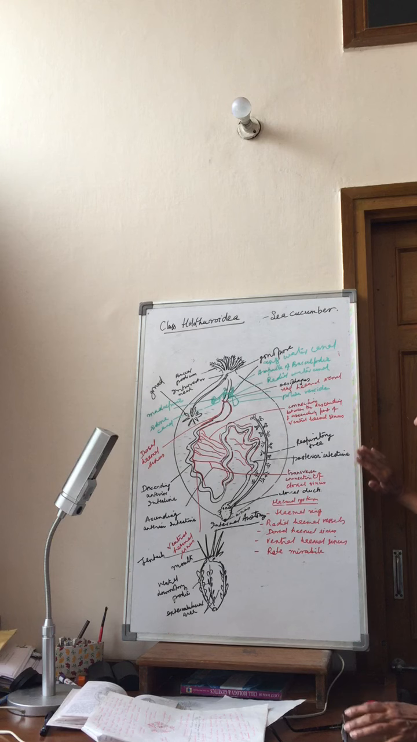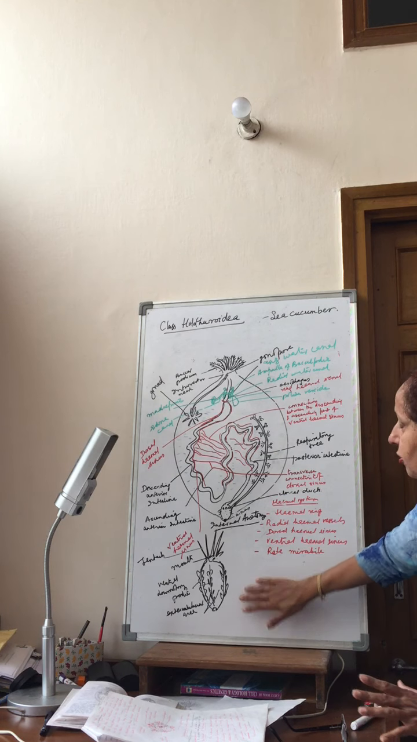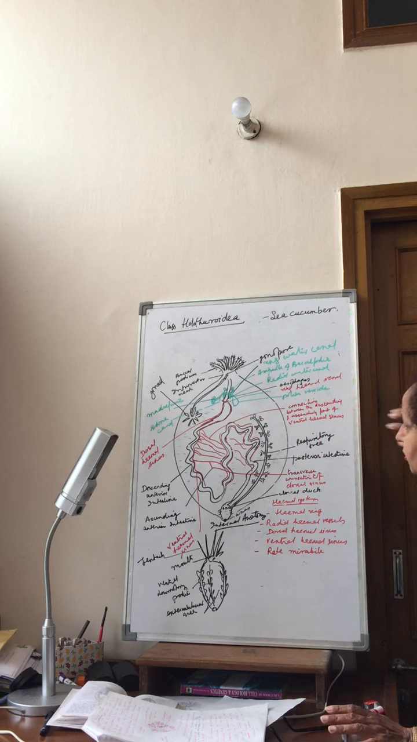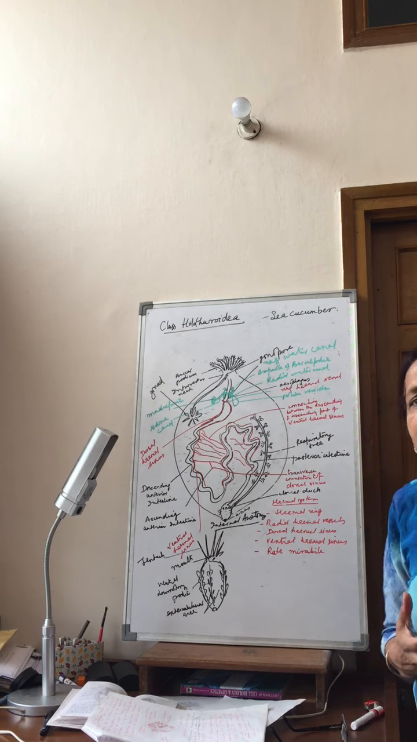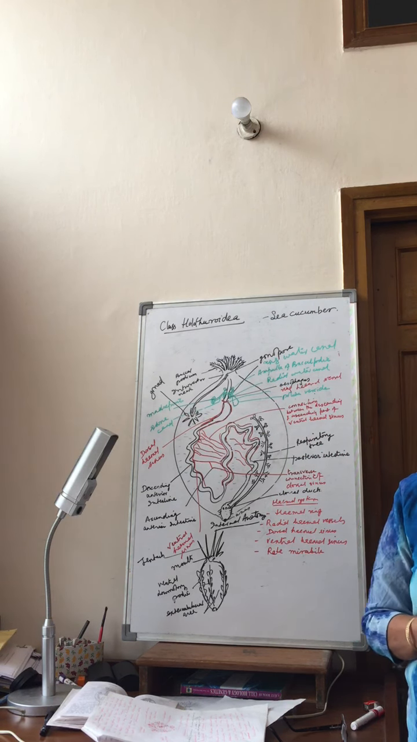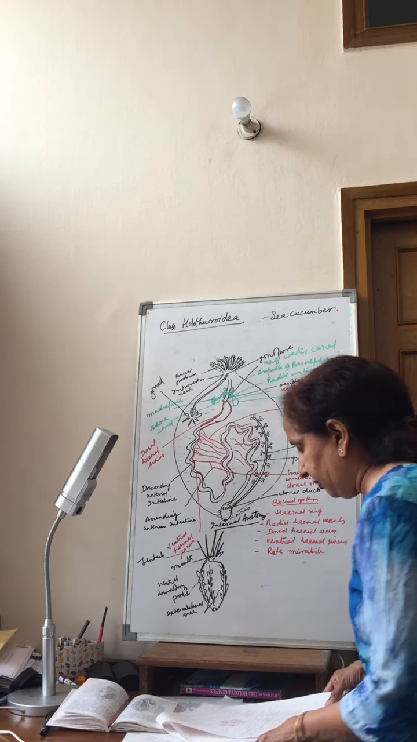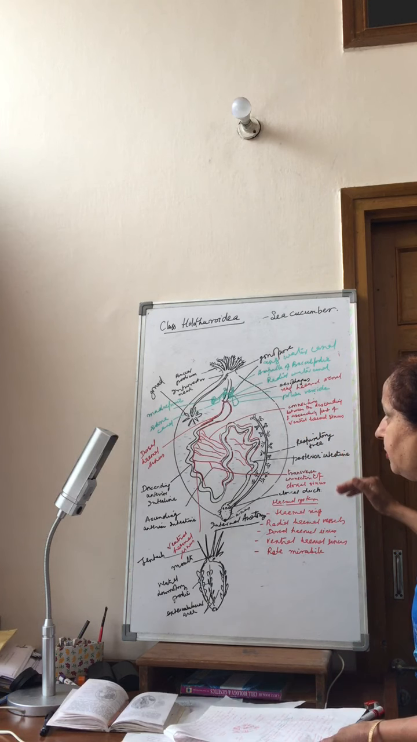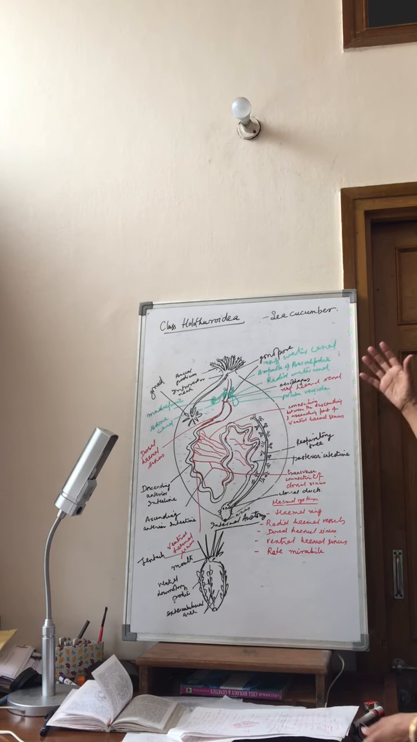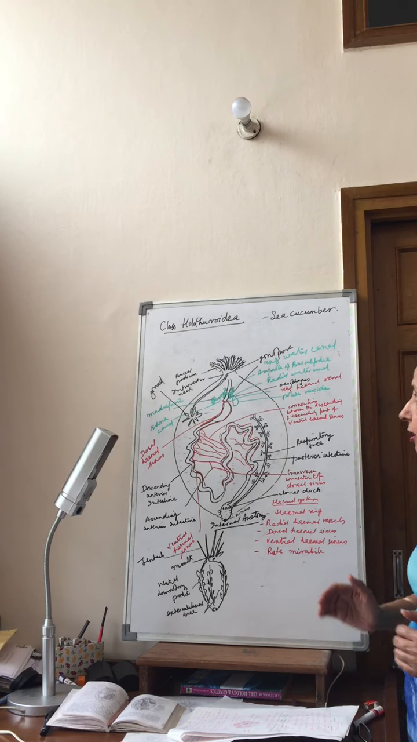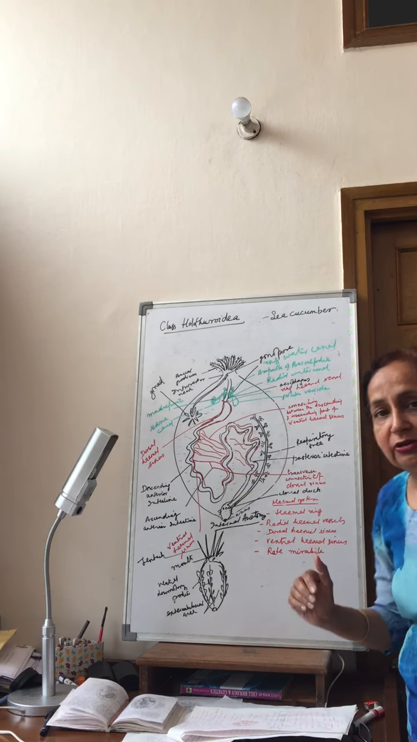So this is something about the sea cucumber, about the water vascular system, about the hemal system, and the perihemal system is also there, which is slightly rudimentary, but which encircles the hemal system. So this is about the sea cucumber. Thank you.